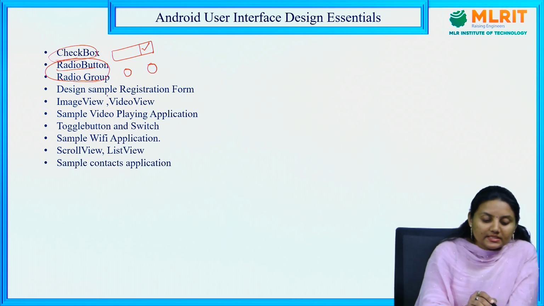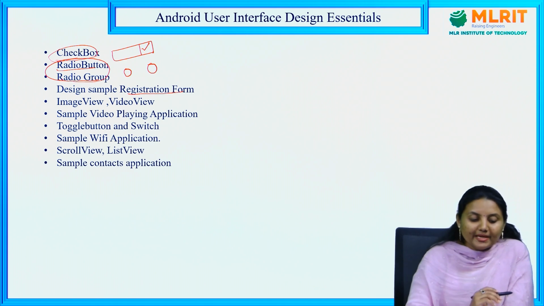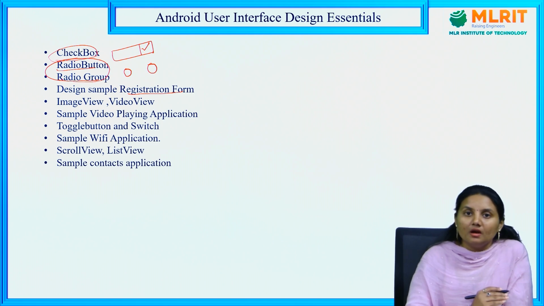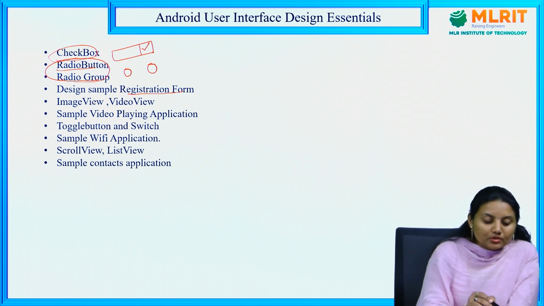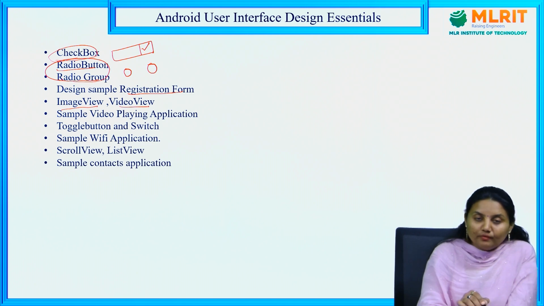Then design a sample registration form. Based on all these components like text view, edit text, button, images, spinner, radio button, checkboxes, everything you can use, and we will also see an example which is called a registration page. Then we also have other components like image view where an image can be displayed, and video view where video can be displayed. A sample video application also we can see. Based on these two components we can develop this.